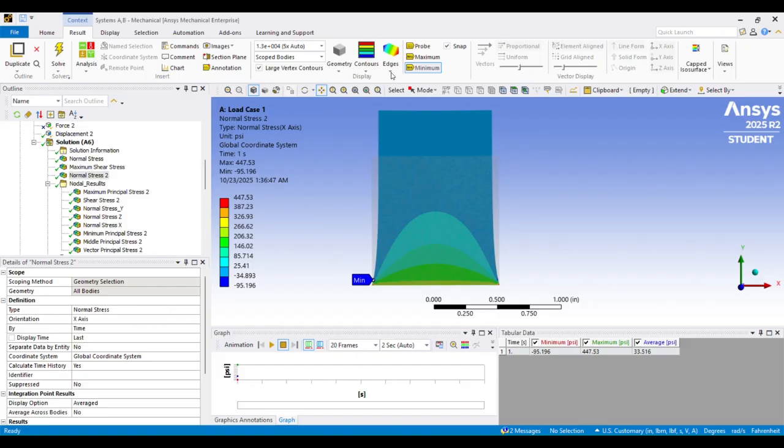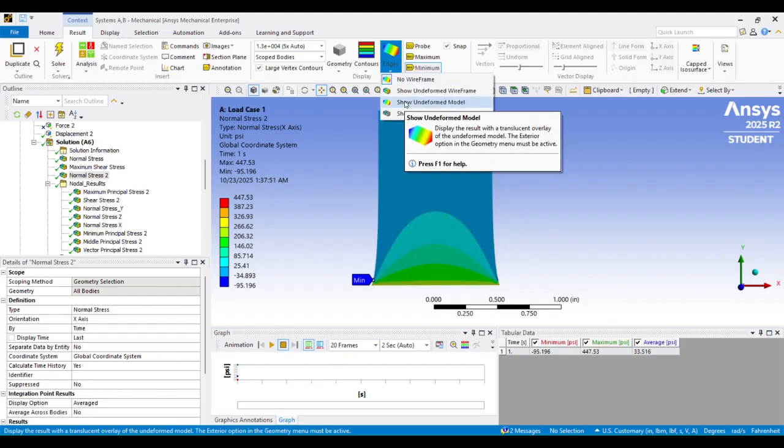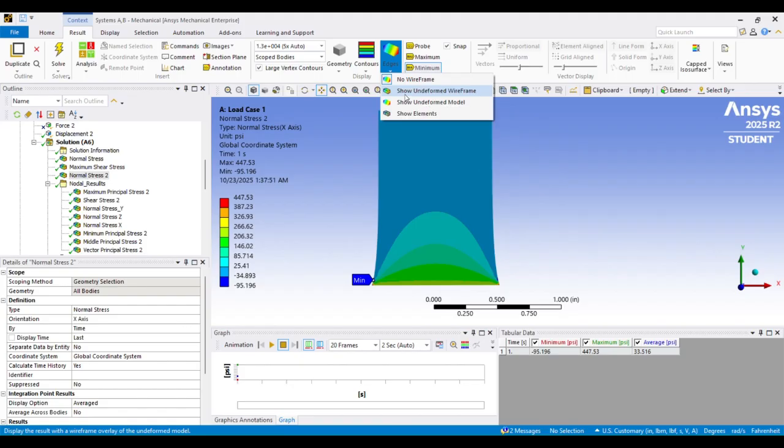you can go here to edges and you can click show undeformed model. You can also click show undeformed wireframe model.